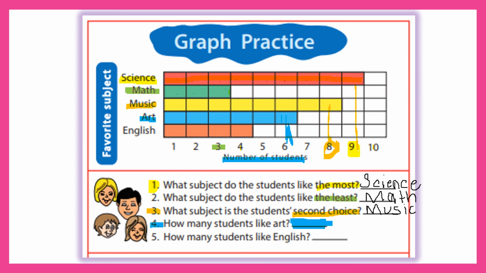All right, let me get another color and we're going to move on to number 5. Number 5 says, how many students like English? All right, well now let's come back up here to English. And you can do that one of two ways. Either you can count how many boxes, or you can follow that line all the way down and look at the number below it and see what number you land on. That's how many students like English. Go ahead and write your answer right at the end of the question.